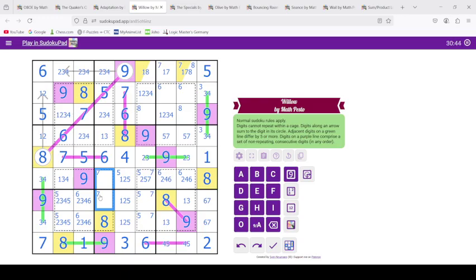I can't believe this puzzle still has a fight left in it. Hmm. One of these is a 2, so that's not a 2. So that makes one of these two a 2.